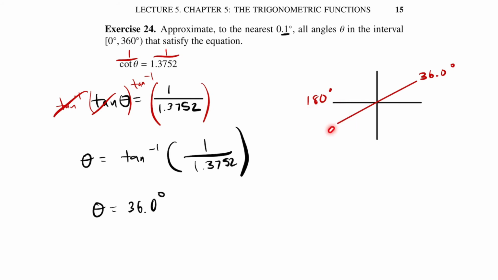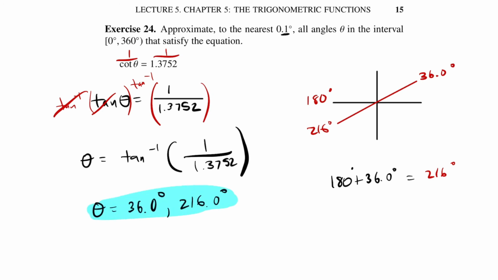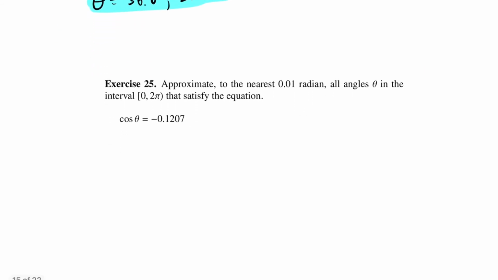That's using reference angles. So the other answer will be 180 plus 36.0, which is, what is that, 216, I believe? Yes, 216 degrees. All right, so that is the other answer. So there are 2 answers, one in quadrant 1 and one in quadrant 3.